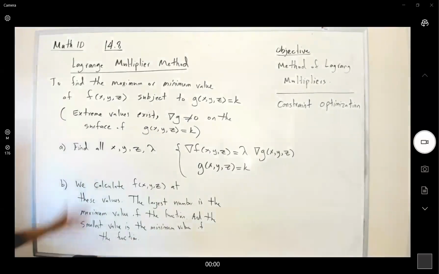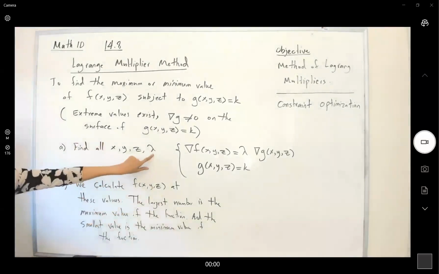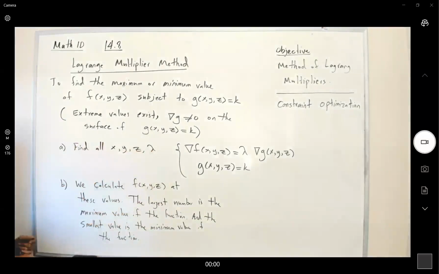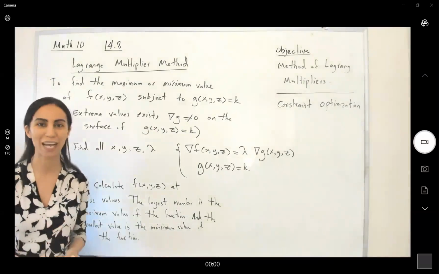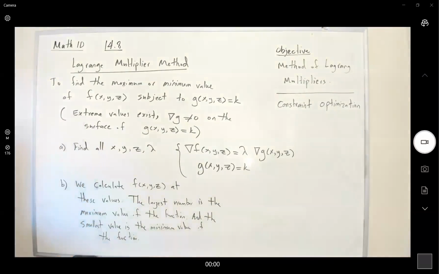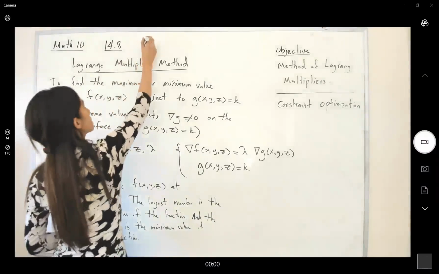Please take your time, write these down. This is lambda. This is just a constant. If you have any question, please unmute yourself or use chat to ask the question. So let us go over one example. We're still on page 1.